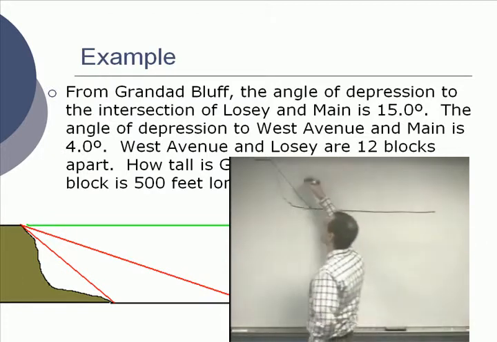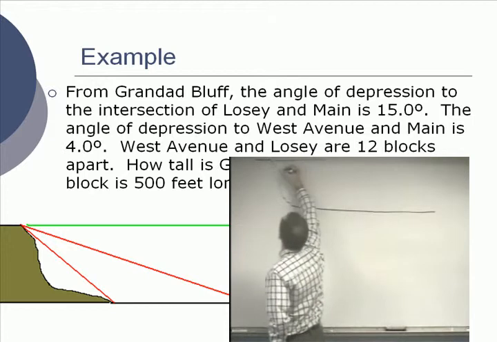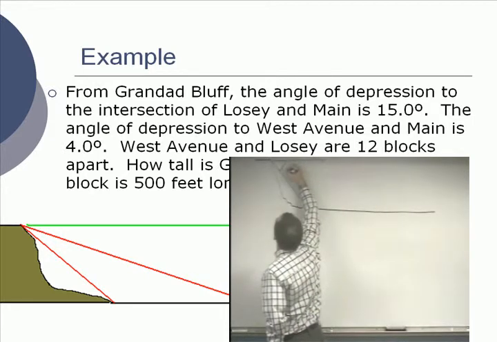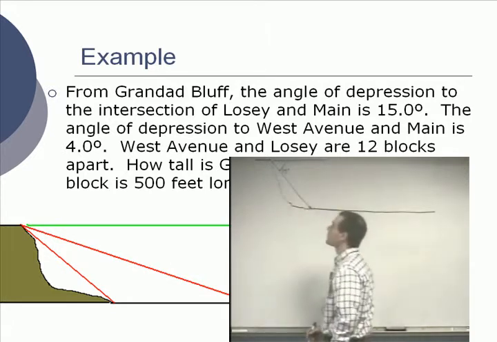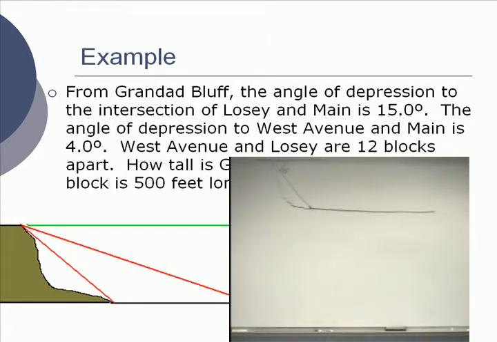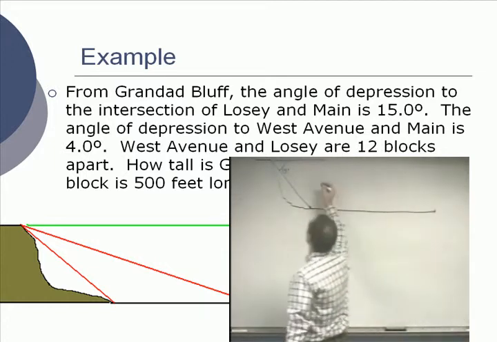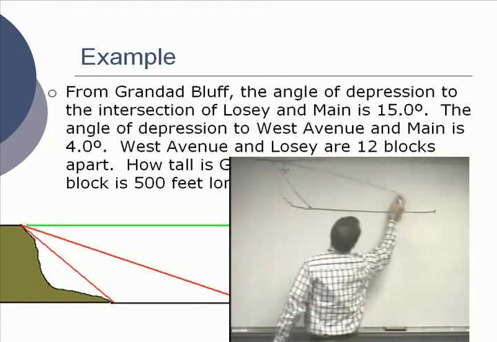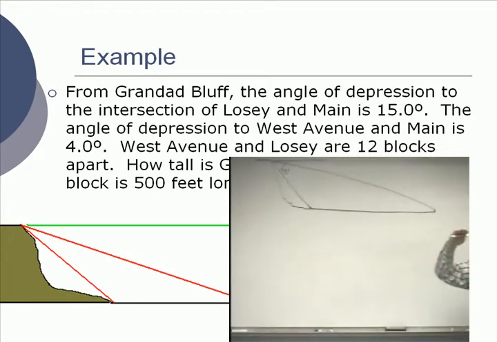Now, this picture isn't quite to scale, but there's a horizontal line. That means this angle measure is 15 degrees, which would be a lot more flat than my picture, but oh well. Okay, and you can look off further into the distance, and from Losey over to West Avenue is 12 blocks. Losey is basically on 24th Street. West Avenue is essentially 12th Street. So if you look further off in the distance, you see the intersection of West Avenue and Main. And that will, because it is further away, not have as great of an angle of depression. You're only going to have to look down roughly 4 degrees to see that.